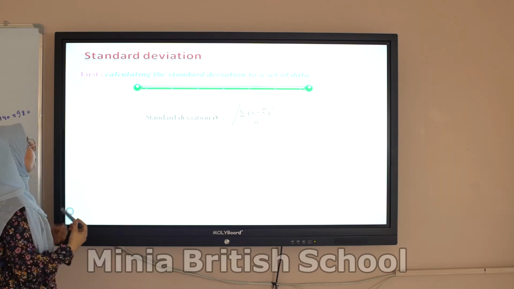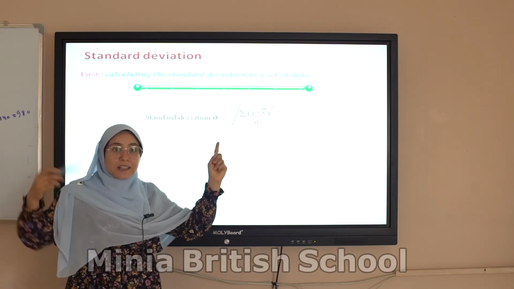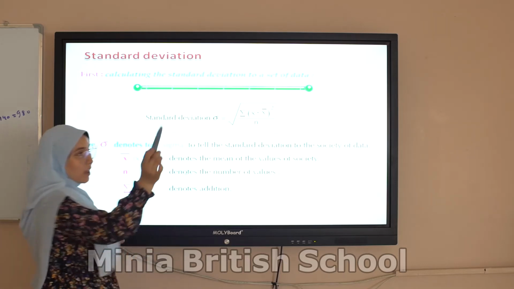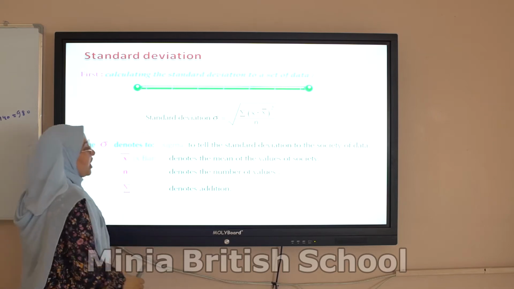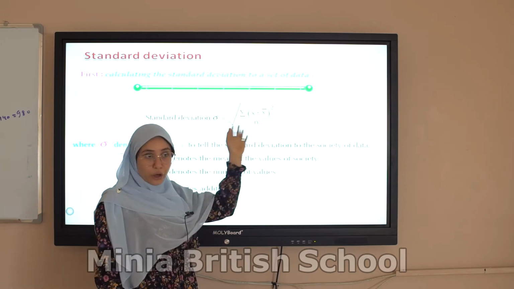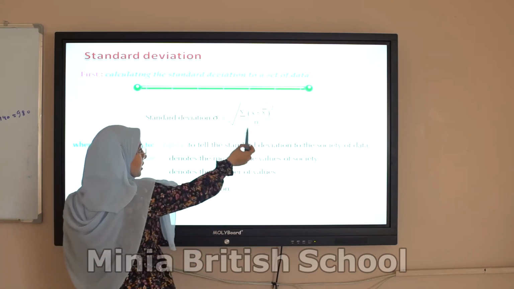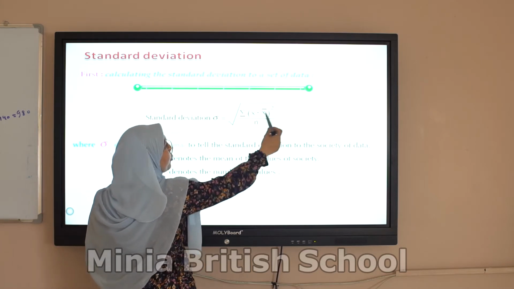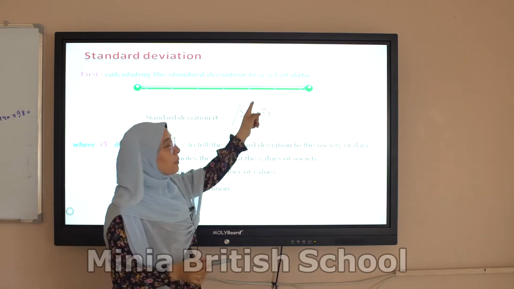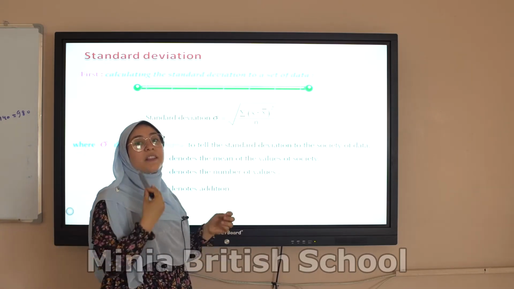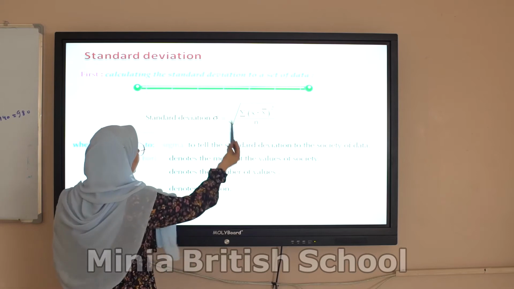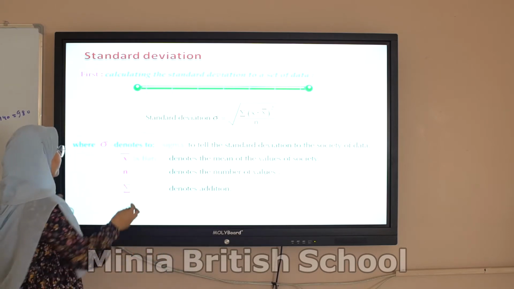So, the rule of the standard deviation, denoted by sigma, is this. Sigma, the sample standard deviation, equals the square root of the summation of (x minus x bar) raised to power 2 over n, where x bar is the mean and n is the number of values.